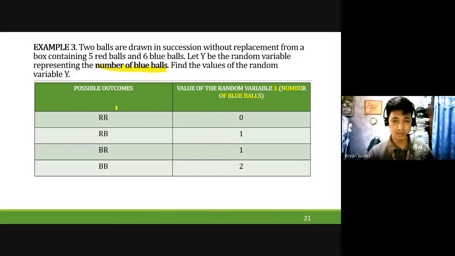Okay, so ito na, present ko na yung possible outcomes. Dalawang red, isang red blue, isang blue red, isang blue and blue. Okay? So, bilangin natin yung possible values for the number of blue balls. So, for our first possible outcome, makikita naman natin walang blue dyan, parehas red. So, kaya siya naging 0.